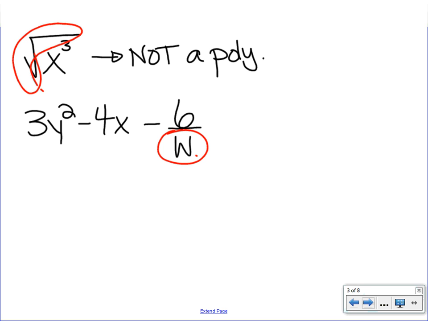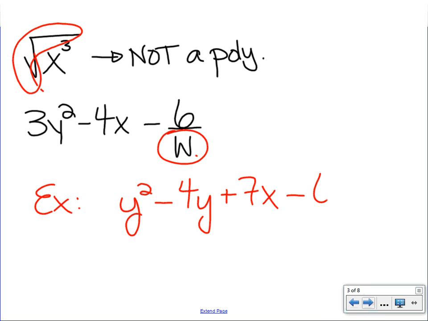So, moving on, another example, if we've got a fraction exponent, for example, similar to this, y squared minus 4y plus 7x minus 6w to the negative 1/3. Now, we already know from our radicals unit, yes, we can deal with negative fraction exponents, but they don't get the special name polynomial, okay? So because of that, that whole expression is not considered polynomial. So all three of those expressions are not polynomials.